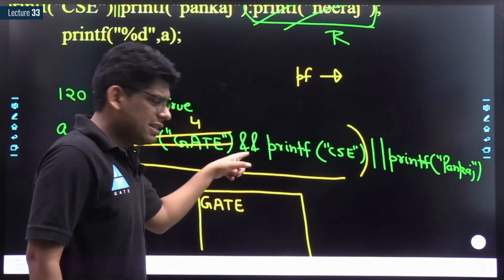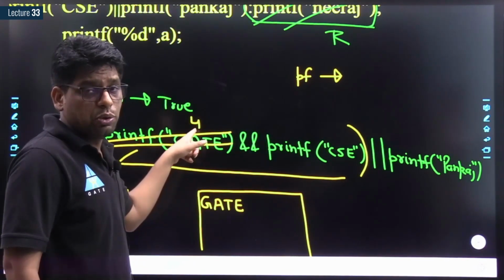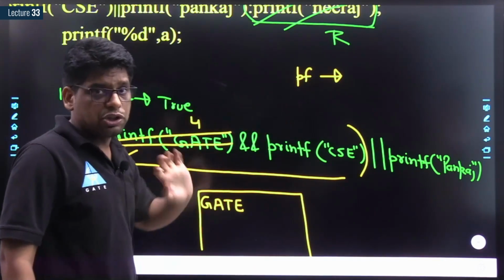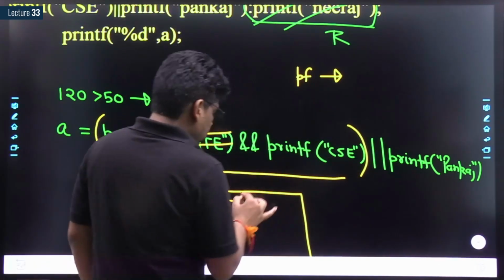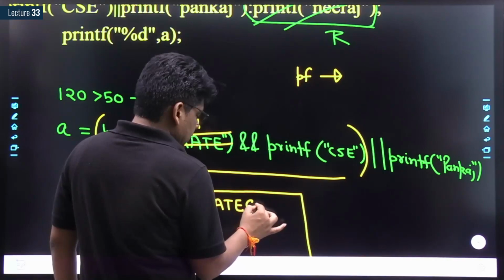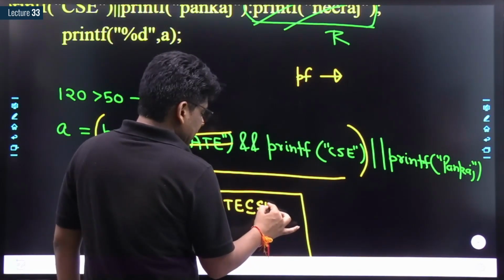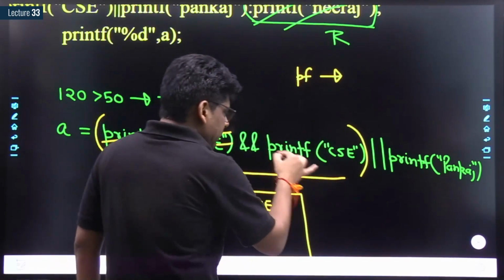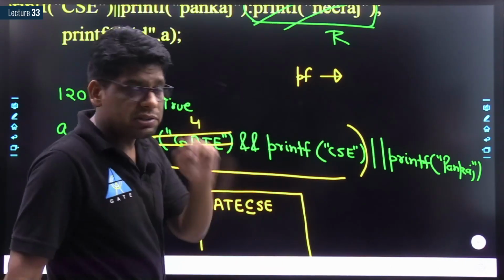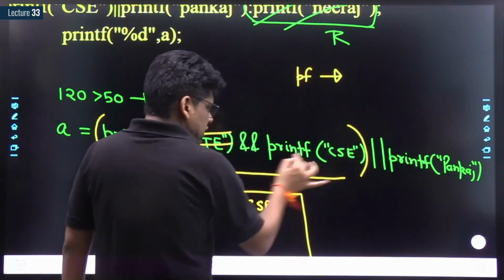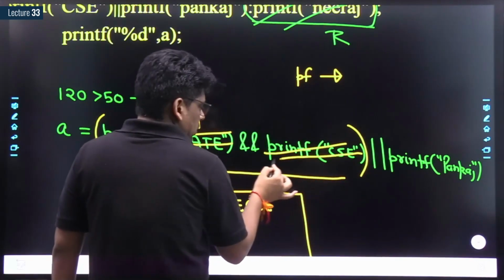For this AND, the first operand is non-zero, so the compiler will go to this for sure. Again, what does this printf do? At the current cursor position, it will print CSE. How many characters are printed by this printf? 3 characters. That means if you ask for a value, the value is 3.